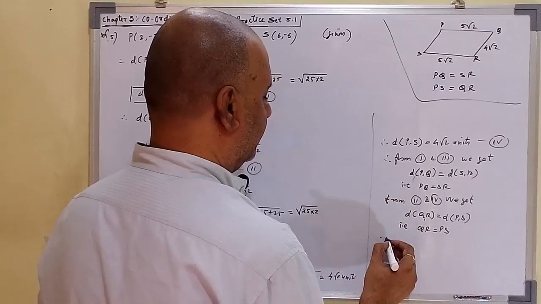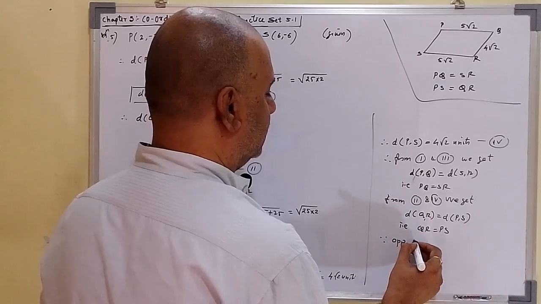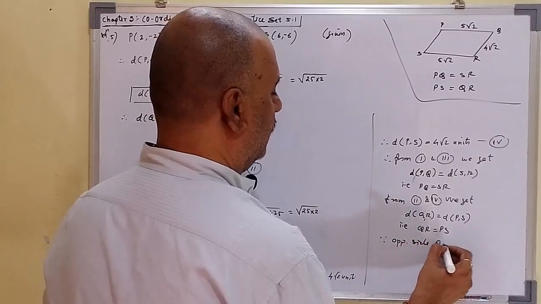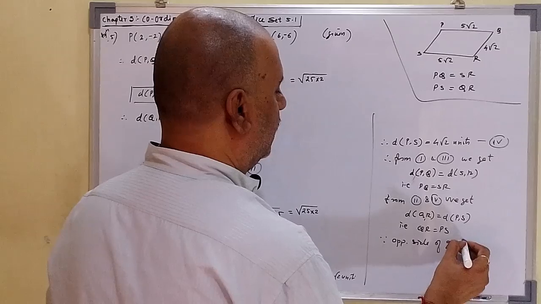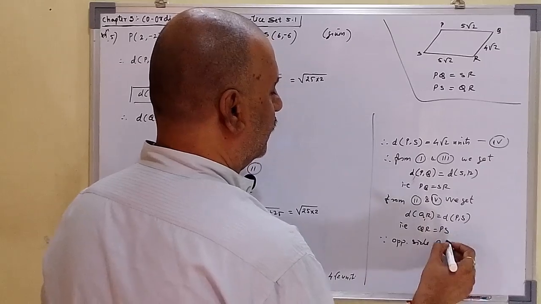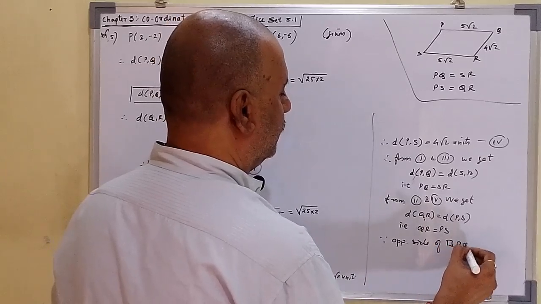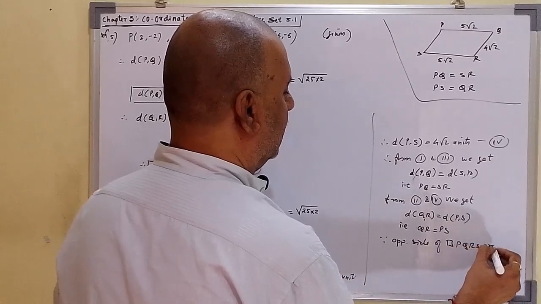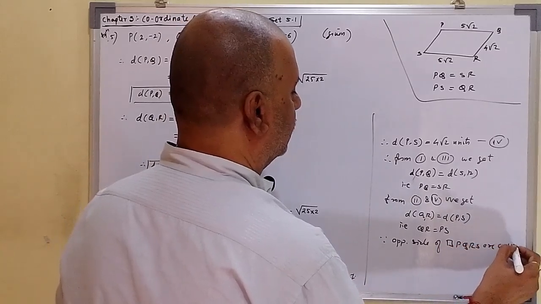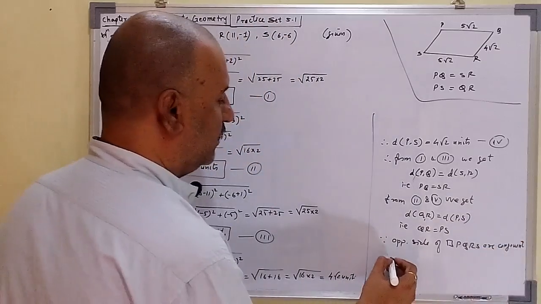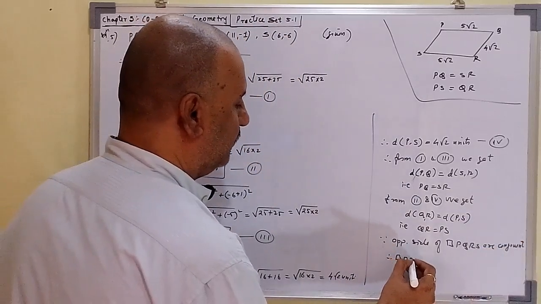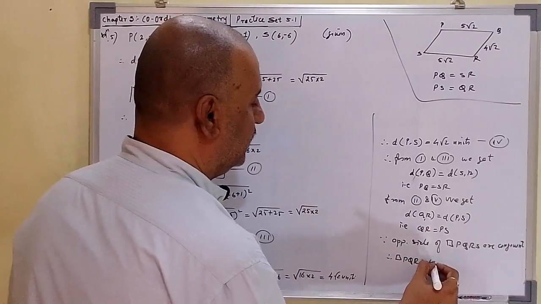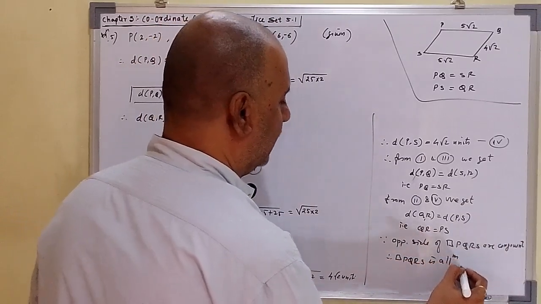Since opposite sides of quadrilateral PQRS are congruent, therefore quadrilateral PQRS is a parallelogram.